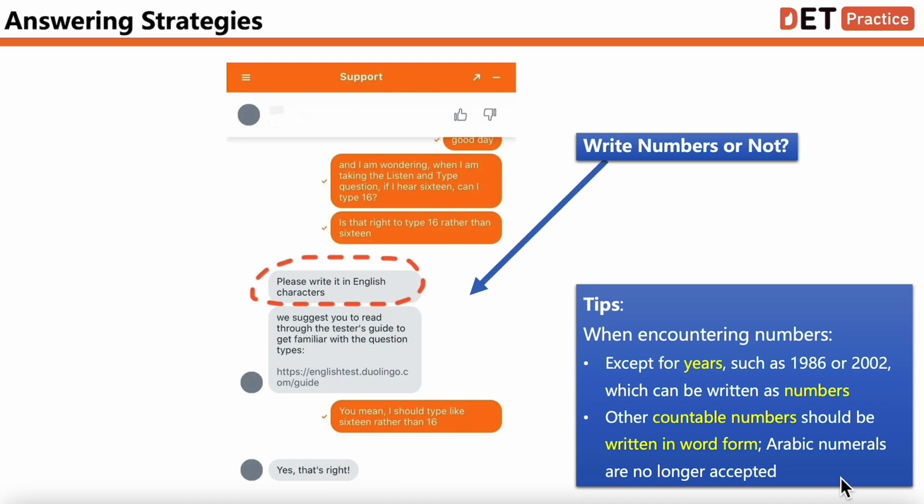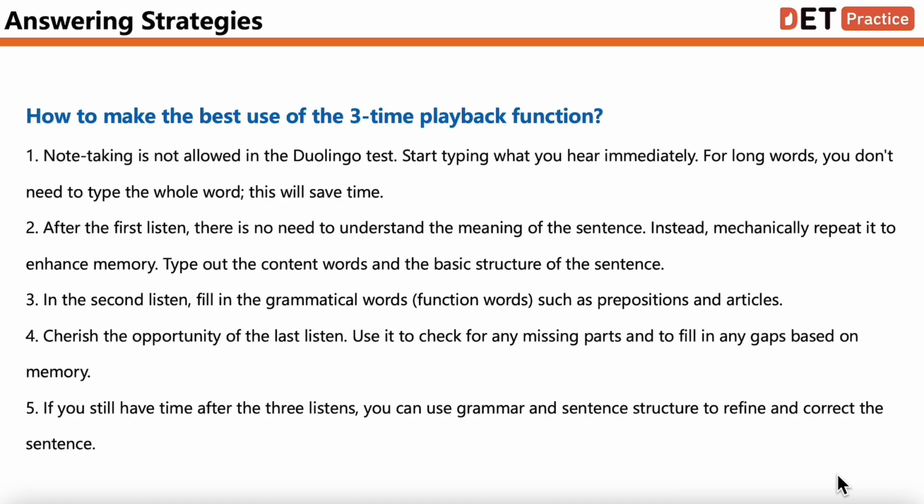Now, how can you best utilize the 3 audio plays? Let's take a look. Since the Duolingo English test does not allow note-taking, you should start typing what you hear during the first listen. For longer words, you don't need to write out the entire word at once. For example, with a long word like congratulations, writing out the entire word will take considerable time, and you might fall behind on the remaining words. For such words, you can try writing the first few letters and then complete the word later.